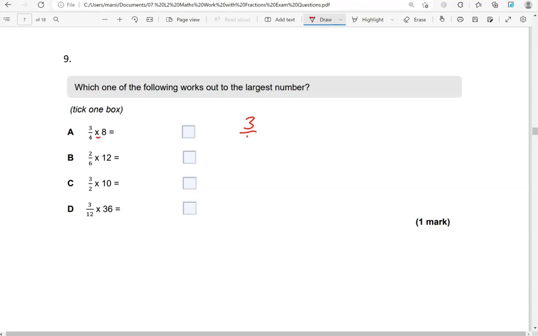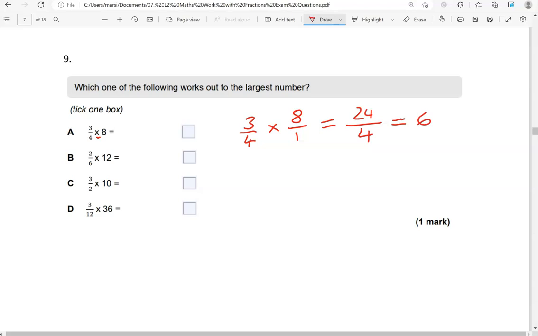So 3/4 times 8, 8 wholes, that's 8 ones. So we write it as 8/1. Multiplying the fractions means we multiply the top numbers, which gives us 24. Multiply the bottom numbers, which gives us 4. 24/4, that is going to be equal to 6. So it's like 24 divided by 4.